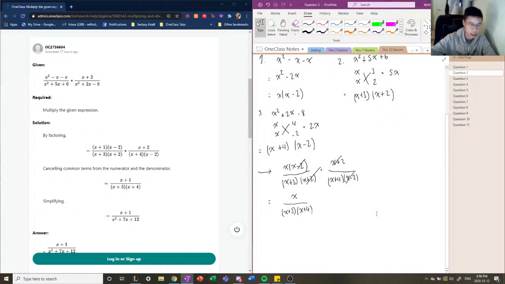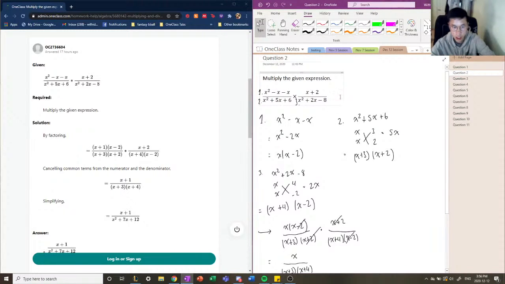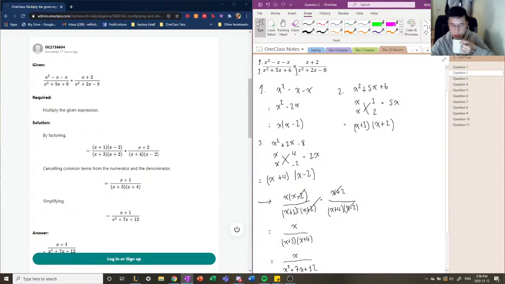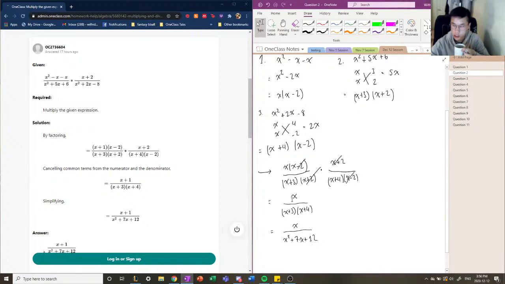And if we were to expand this, we would get x divided by x squared plus 7x plus 12. Okay, so that's how you would multiply this given expression. You can do it by brute computation, but it would take a lot more work because you're multiplying a trinomial term by a trinomial term. So you'll have a lot of terms that you have to multiply together and then add and then simplify. By doing this factoring, we're able to cancel out the common factors and make it a more simple expansion in this case.